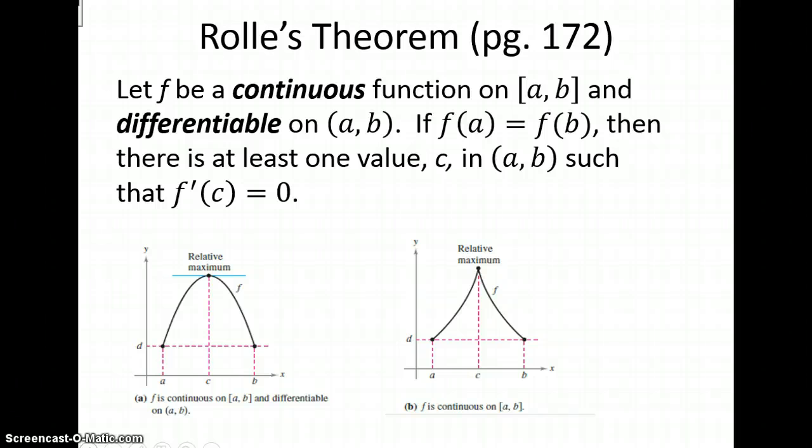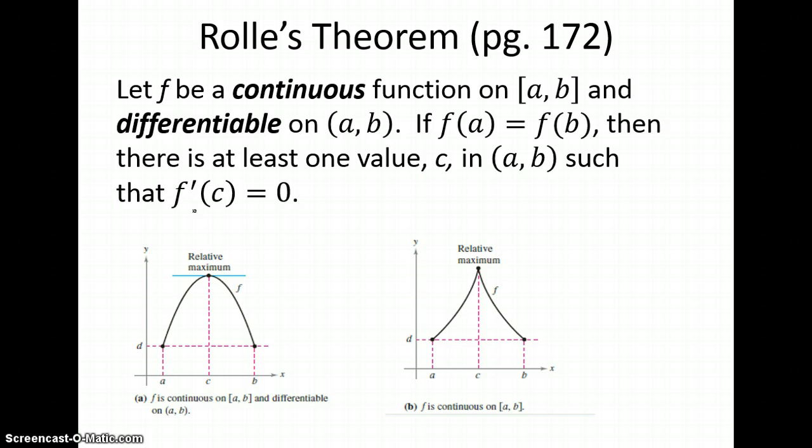Okay, so Rolle's theorem, and this is all on page 172. I would suggest that you at least print out the slides with the theorems on them so you don't have to draw everything with the pictures. Let f be continuous on the closed interval and differentiable on the open interval. If f of a equals f of b, then there is at least one value c in the open interval such that the derivative equals 0.